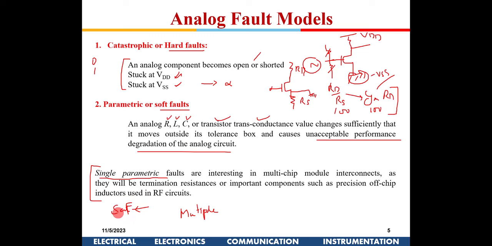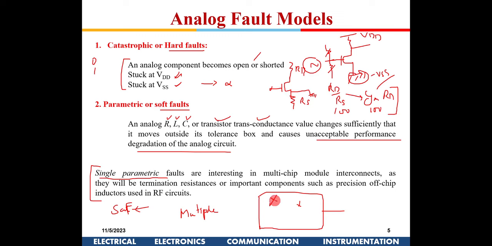Okay, not single stuck-at fault. That means at any given point of time, there will be one fault. But then we covered that the fault can happen anywhere in the circuit, okay? That was the philosophy which we followed. We said there can be a single stuck-at fault, that means at any given point there will be one fault, but that fault can happen anywhere in the circuit. And we did 100% fault coverage, okay?